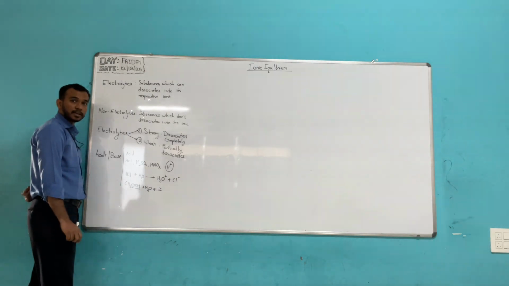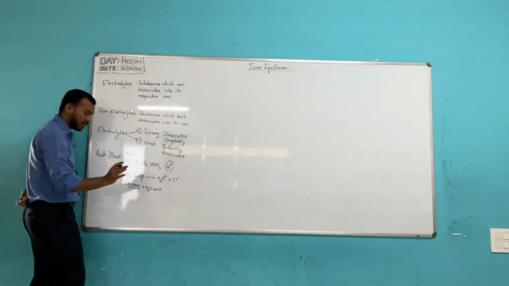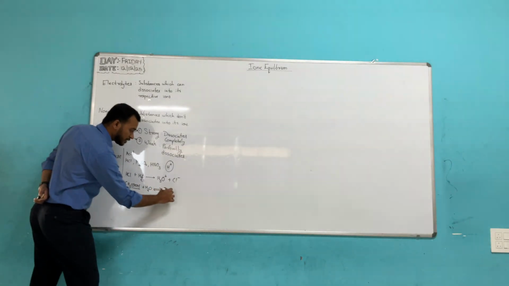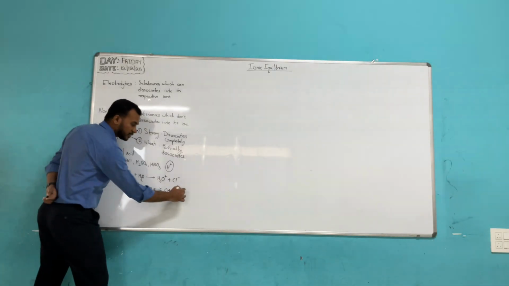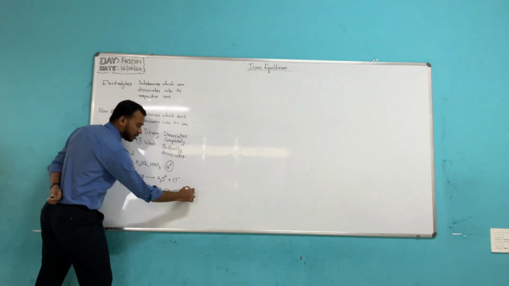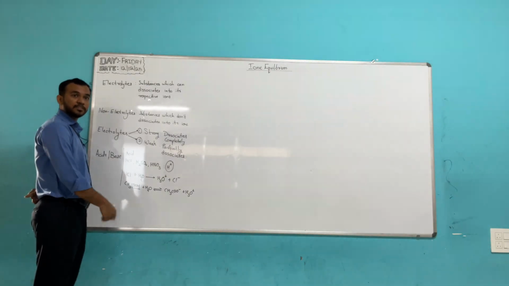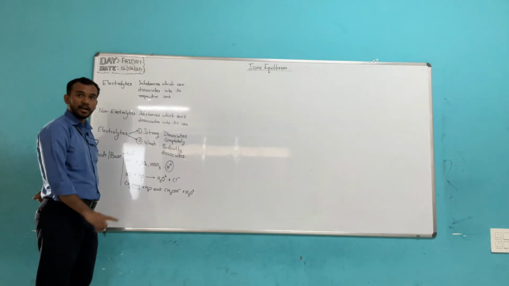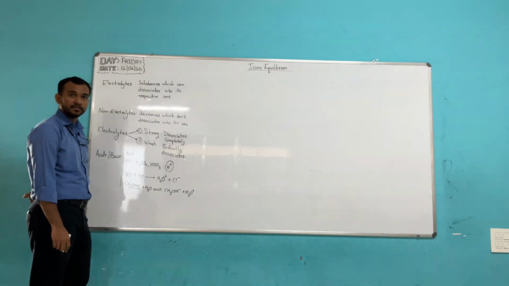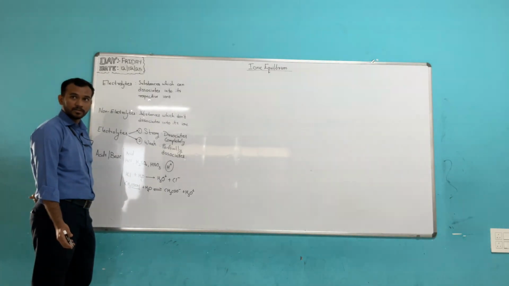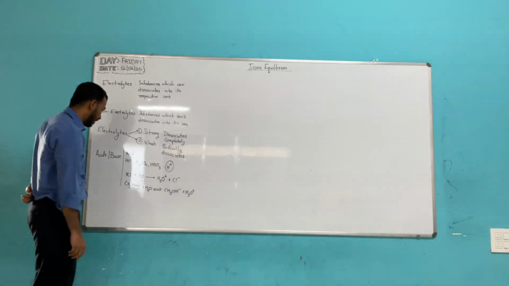Since it is partially dissociating, it will dissociate and it will combine also. So after dissociation, it will form CH3COO minus ion plus H3O plus ion. Understood? H plus is known as proton and H3O plus is known as hydronium ion. Since it contains water, H3O plus is the hydronium ion.